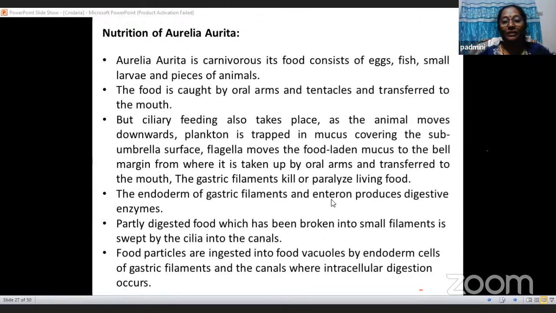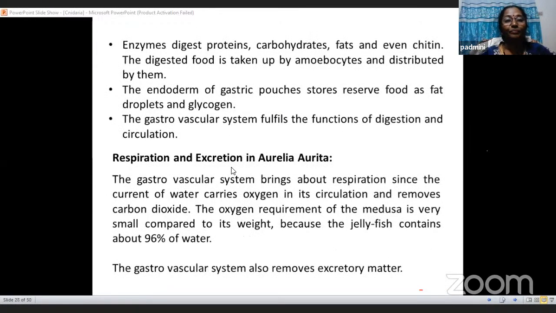The endoderm of the gastric filaments and enteron produces digestive juices. So digestive juices can be hydrochloric acid. It depends, whatever juices they have, they secrete them, and they dissolve the food and eat the food. Partly digested food is broken down into small fragments and swept by the cilia into the canals, and the food particles are ingested into the food vacuoles by endodermal cells. The endoderm is the inside layer, inside the mesoglea. So your food vacuoles are present over there, and the digestion occurs in that way.